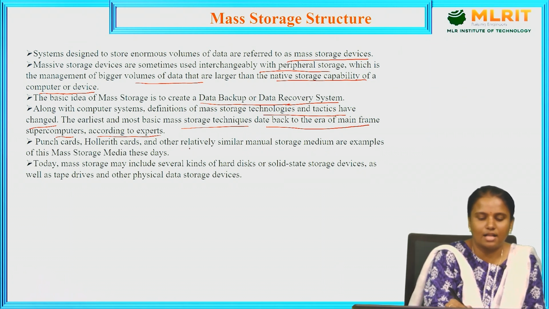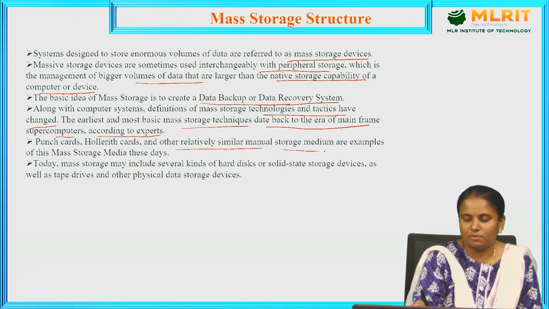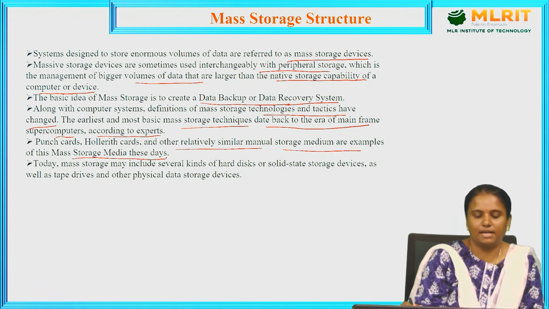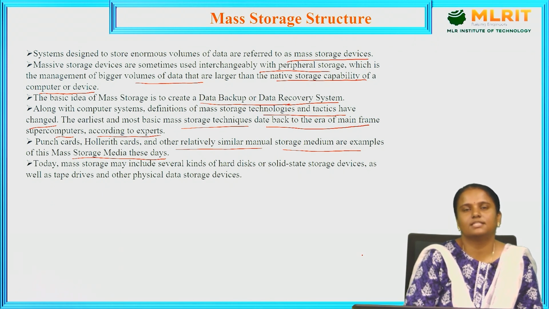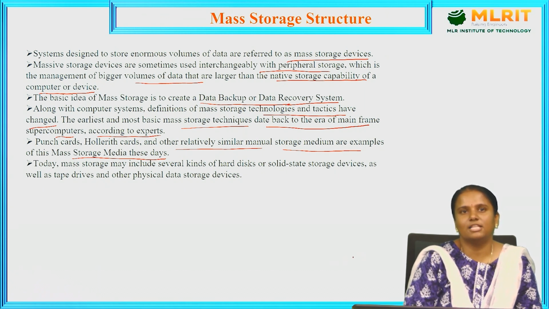Punch cards, Hollerith cards, and other relatively similar storage media are examples of early mass storage media. Files could be changed manually with these media. Whatever is stored on this media, such as files, images, or videos, can be shared using punch cards, Hollerith cards, or other similar cards. In those days, the required data was kept on punch cards.